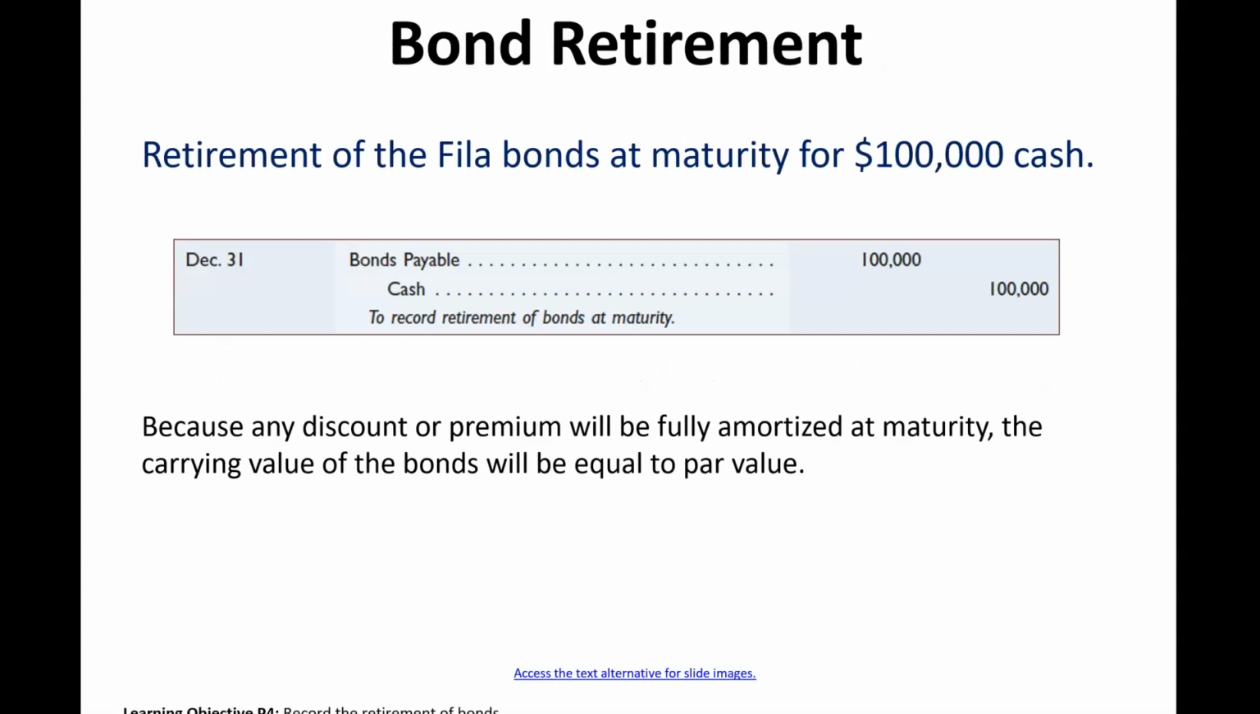Okay, let's look at the retirement of the bonds now. The retirement of the FILA bonds at maturity for $100,000 cash. When it is issued at par value, it's simply bringing bonds payable to zero, which would be a debit of $100,000, and then credit cash $100,000, because now you're giving them their money back at the end of the bond.